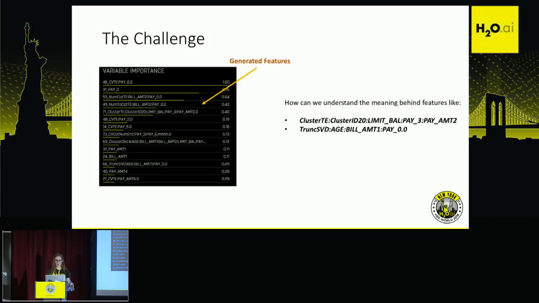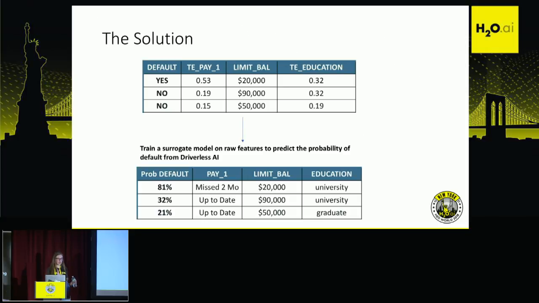OK, so we're going to frame the problem like this. Driverless gives us this data. We know the default, yes or no, and we have all of these fancy new features like target encoding, truncated SVD, and so on. What we're going to do is take the original data and add a new column, which is what Driverless thought the probability of default was. So we have our original data and a probability column.